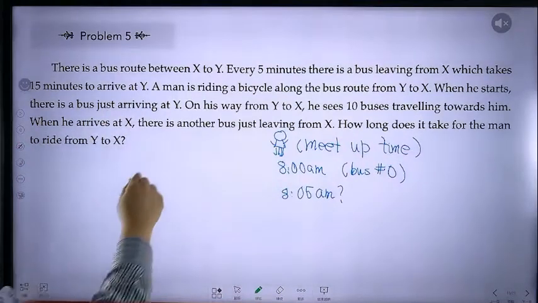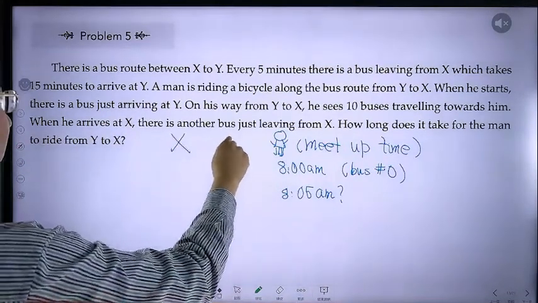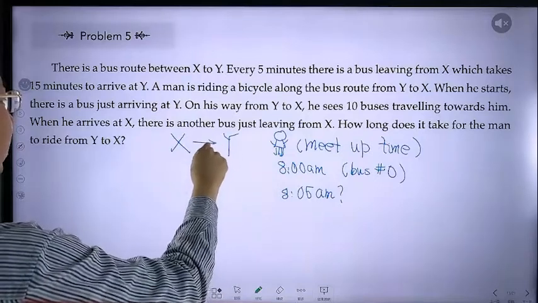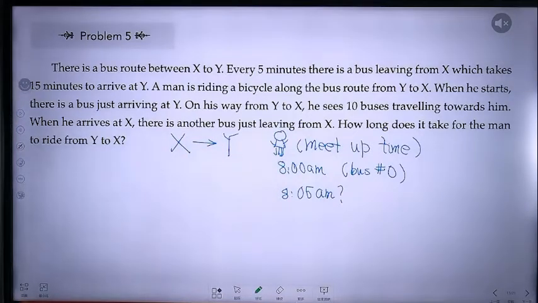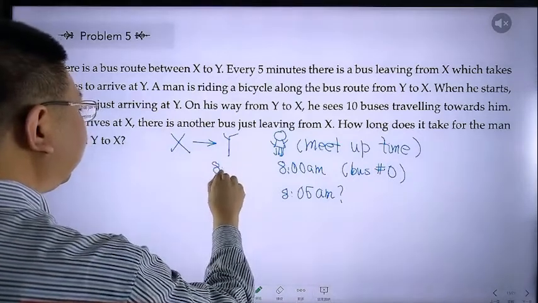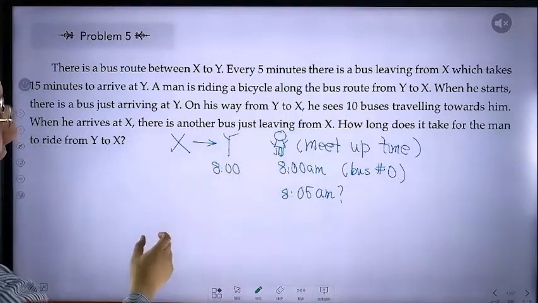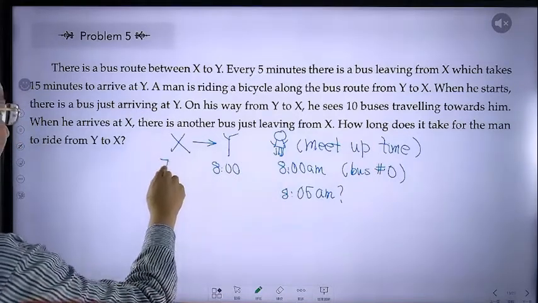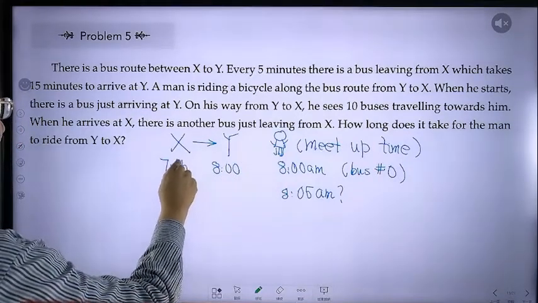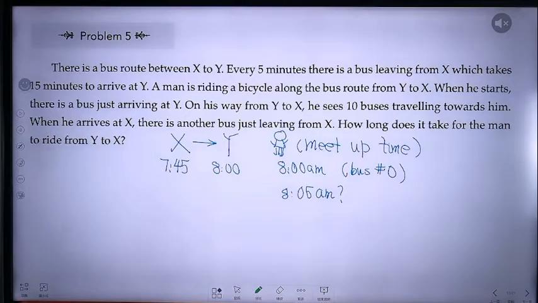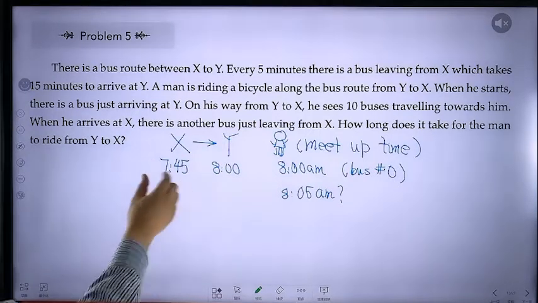What's the easy thing? We just think about the bus. The bus goes from X to Y. Let's just think about the bus, and what happens? The bus will reach destination Y at 8 a.m. When did it start? It must have started at 7:45, because the whole distance is 15 minutes.